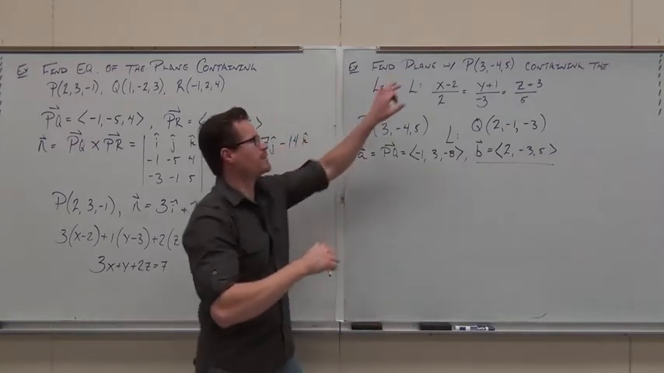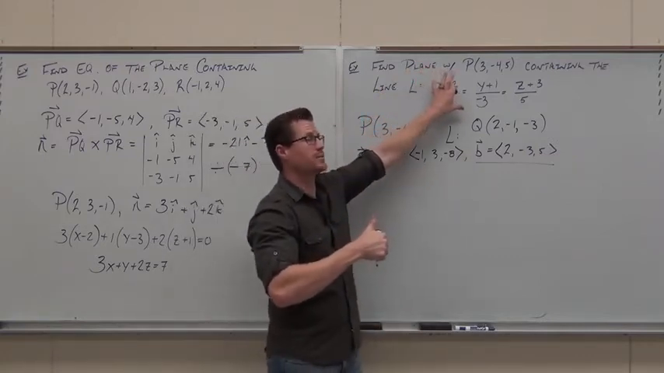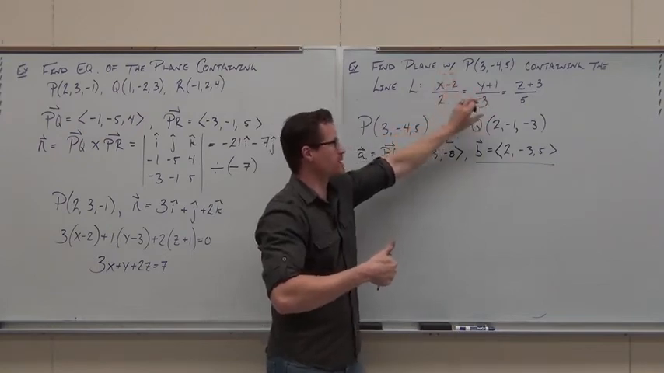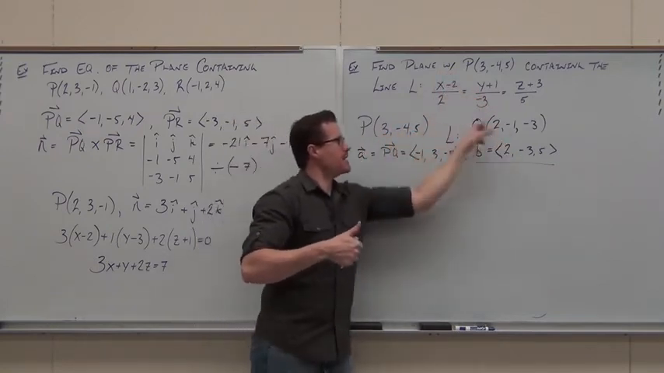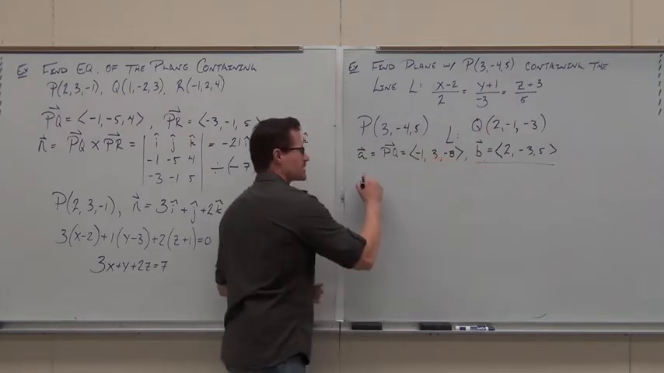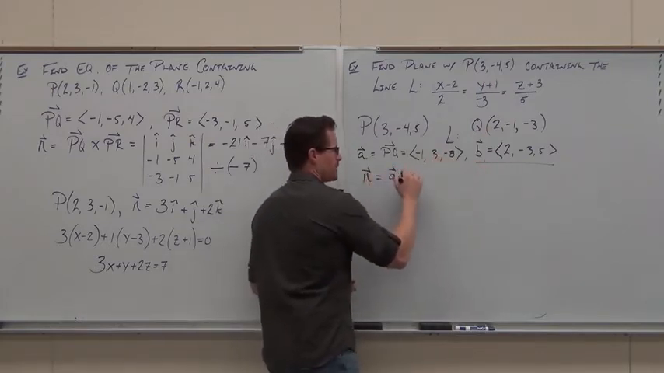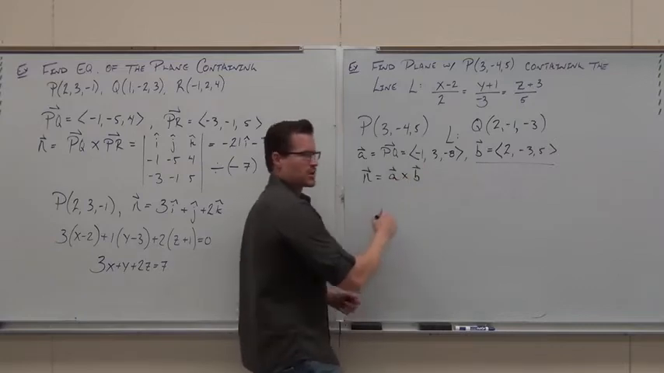Okay, so point in the plane, yep, check. Line in the plane, okay, that has a point, that has a vector. So I've got a vector, I've got another vector, that's two vectors. Let's let our normal be the cross product of the vectors.